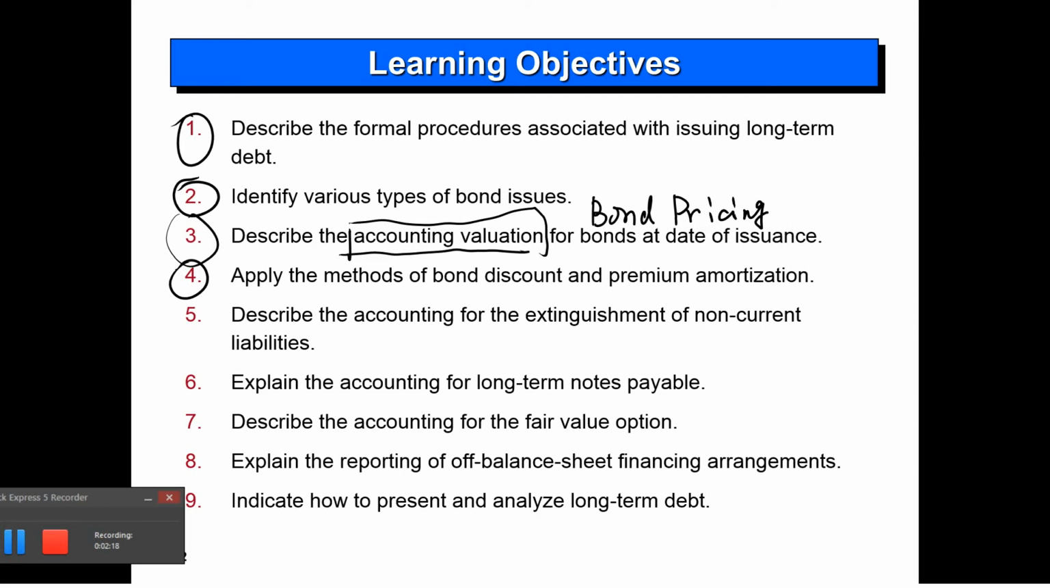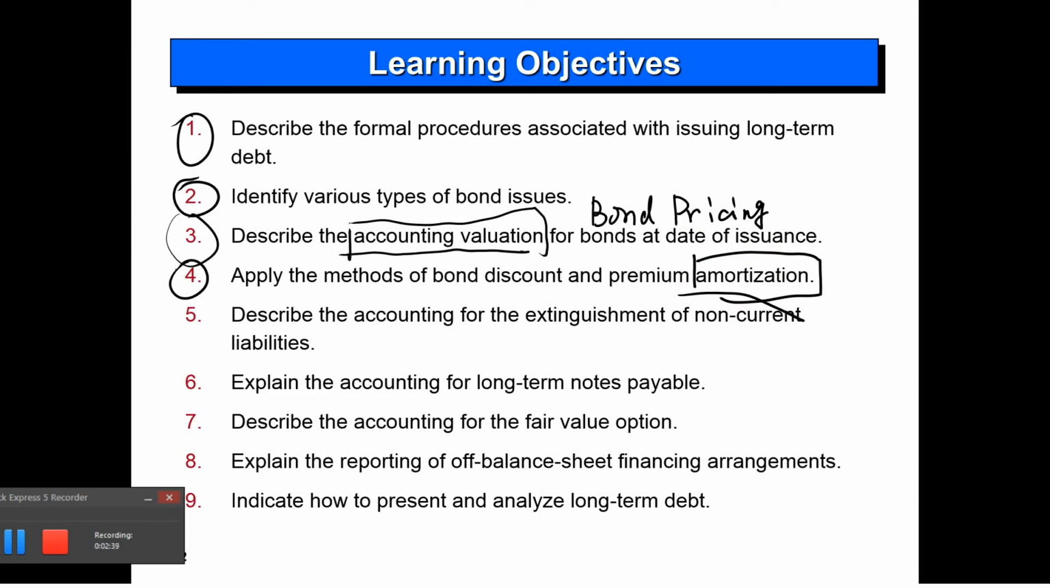If the bond price is lower than the par value, then the bonds are issued at a discount. What is par value? Par value is just like the face value of a bond. We'll talk about this later. So the key here is amortization.